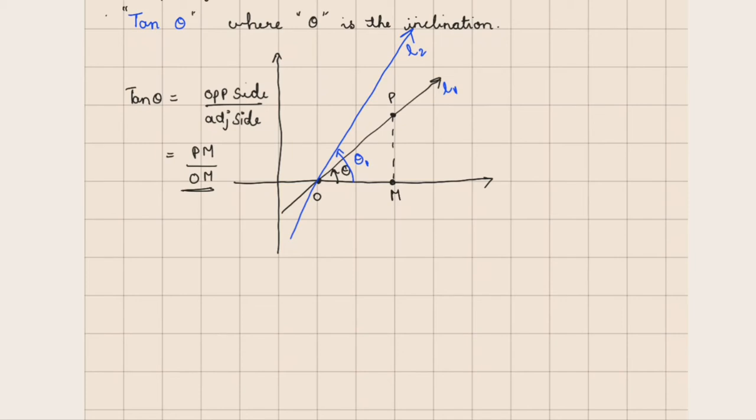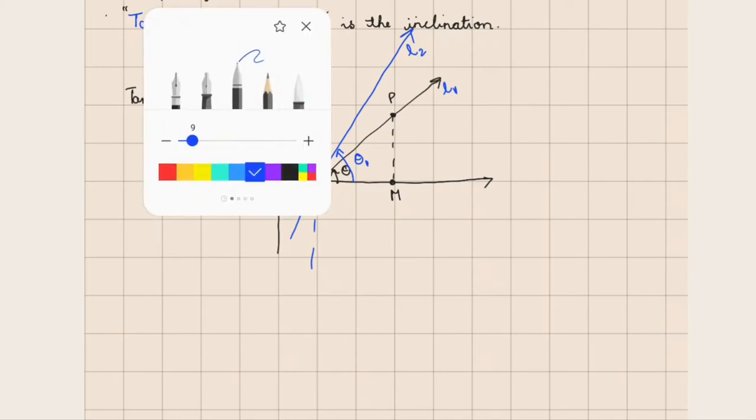So if theta goes on increasing and it makes 90 degrees with the x-axis, it is highly inclined. We can have inclination from 0 to 90 degrees, because 90 degrees is highly inclined and 0 degrees is not at all inclined. So we should have an increased slope with theta up to 90 degrees.